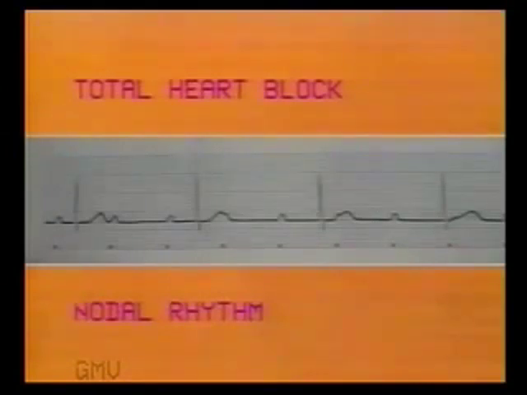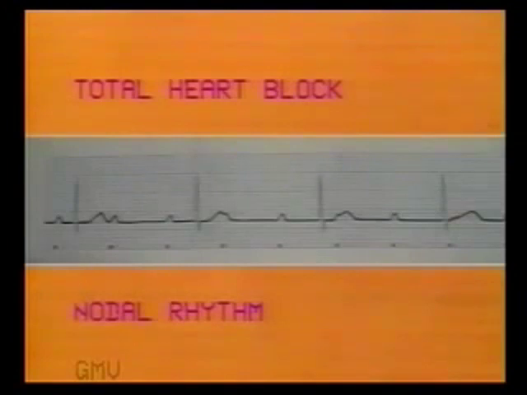In contrast, here is another ECG with third degree heart block. The P waves occur regularly at a rate of about 100 per minute and QRS complexes occur at a rate of about 47 per minute. Also the QRS structure is normal. This is a nodal rhythm. The AV node beats at rates of 40 to 60 per minute. So this is a third degree AV block with nodal rhythm.